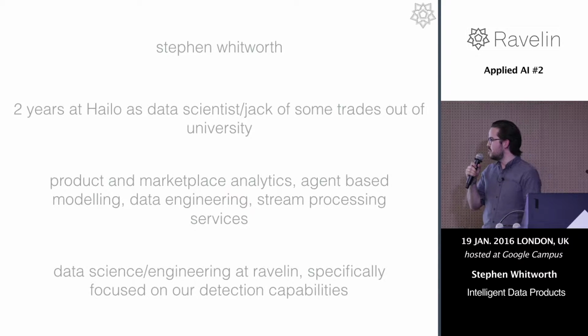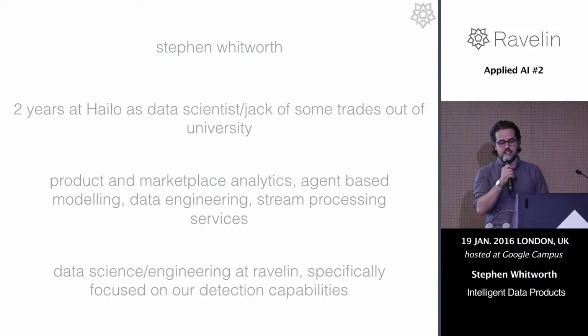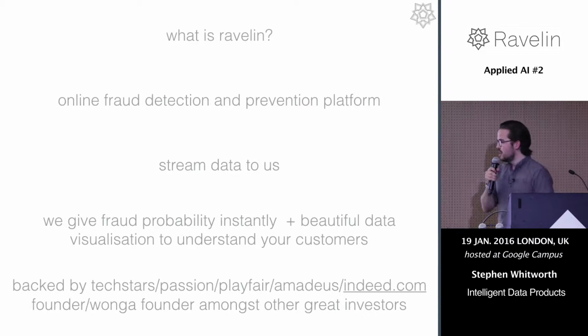What I'm doing now is I am a data scientist at Ravelin. So I'm primarily focused on the detection capabilities of our product. So essentially trying to catch fraudsters as quickly as possible and as accurately as possible. So what on earth is Ravelin? It's an online fraud detection and prevention platform.